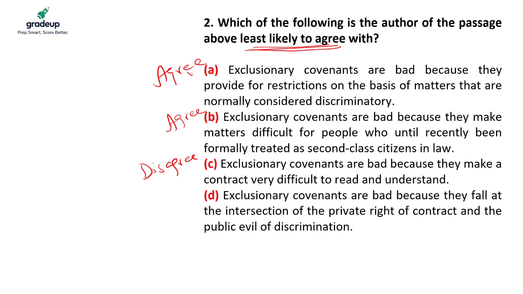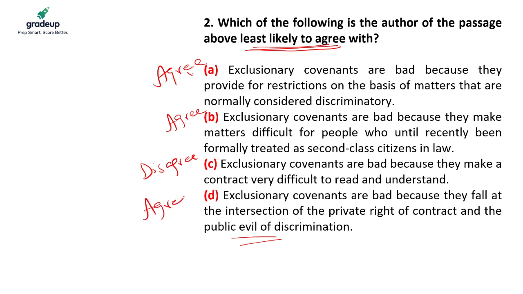Then the last one, exclusionary covenants are bad because they fall at the intersection of the private right of contract and public evil of discrimination. You have your private right to contract, and then there is that public evil of discrimination. Now that falls in between these two boundaries. If that happens, then it's very difficult to understand whether this discrimination is happening or not happening. So this also he will agree with.